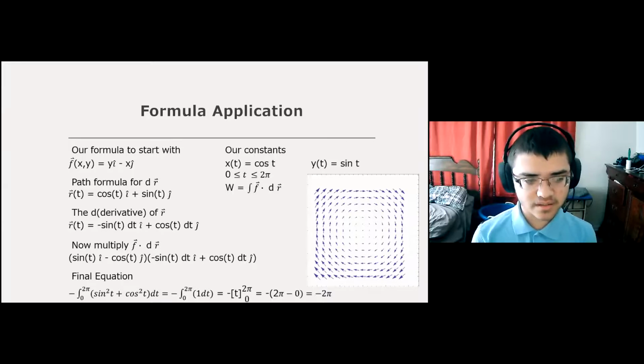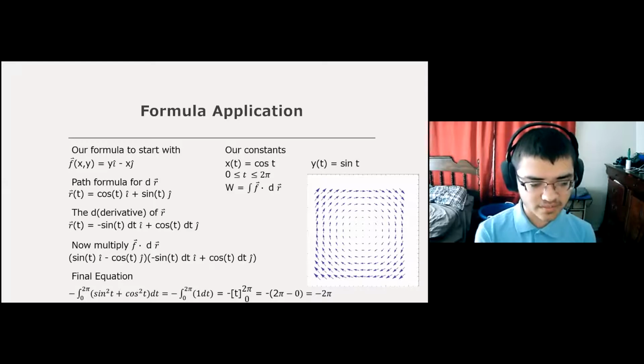So when we start plugging that stuff in, we start off with our vector field F of x, y is equal to y i minus x j, and then the path formula for it would be cosine t i plus sine t j. And the derivative of that would be negative sine t dt plus cosine t dt. And so then we multiply the vector field times the path vector, which you see there.